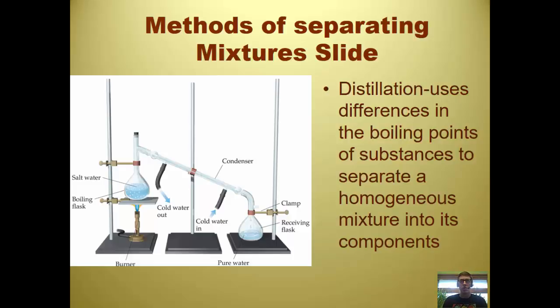So now, I want to get rid of your separation anxiety. You don't need to worry about it anymore. We will tell you how to separate mixtures through physical means. Distillation is one way to do it. And distillation uses differences in boiling properties of substances to separate a homogeneous mixture into its components. This is how alcohol is typically produced. A still is going to use distillation.